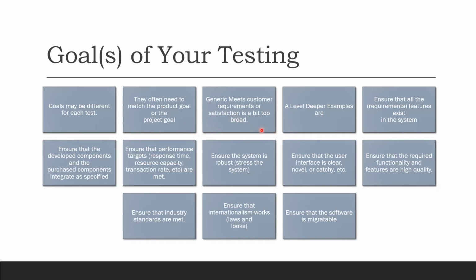During customer requirements, satisfaction is a bit broad. A level deeper, examples are: ensure that all the required features exist in the system, ensure that the developed components and the purchased components are integrated as specified, ensure that performance targets, response time, resource capacity, and transaction rates are met, ensure the system is robust, stress the system. This is performance testing. Ensure that the user interface is clear, novel, or catchy. Ensure that the required functionality and features are high quality. Ensure that industry standards are met. Ensure that internationalization works, languages and looks. Ensure that the software is migratable.